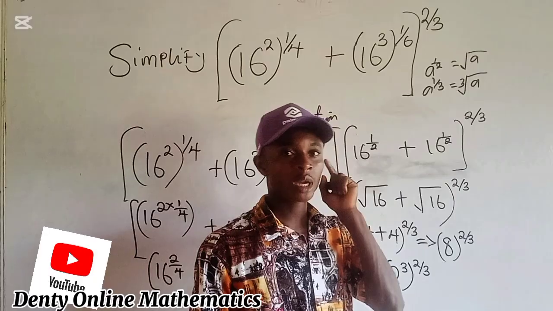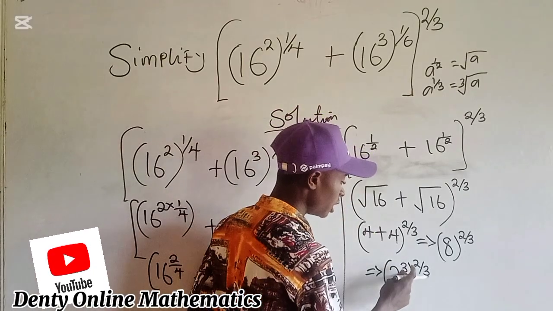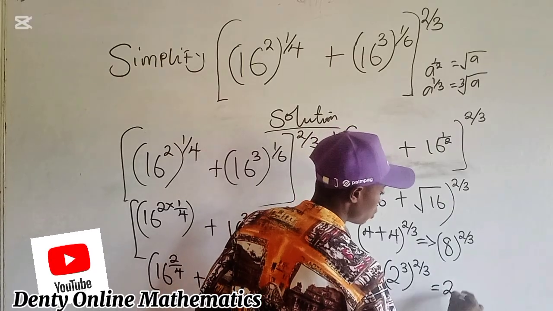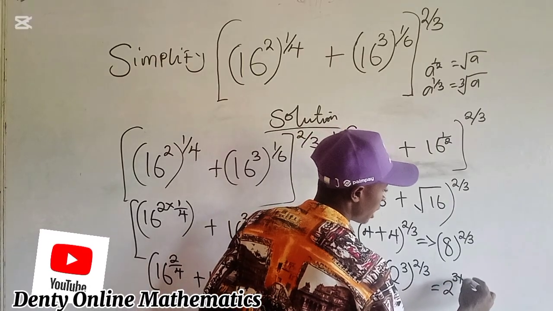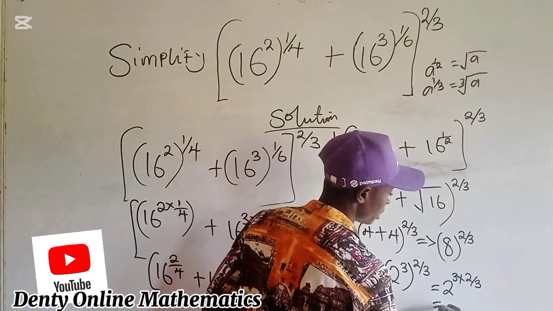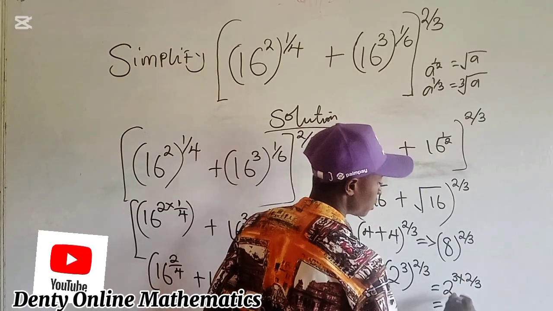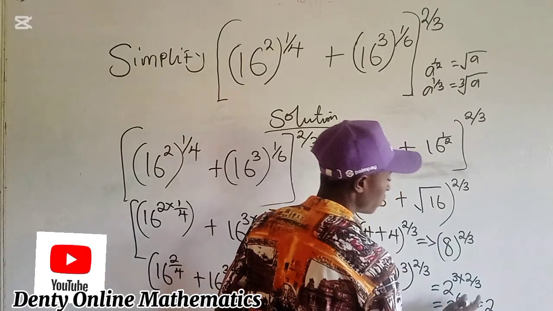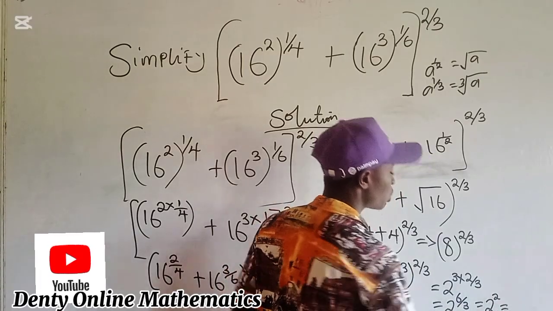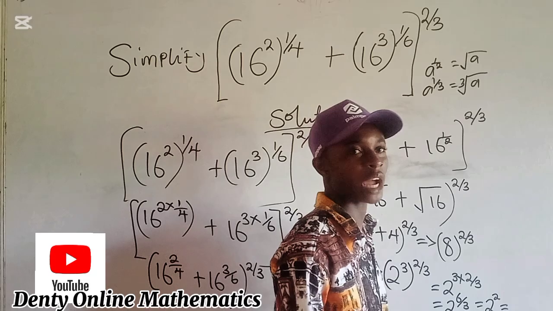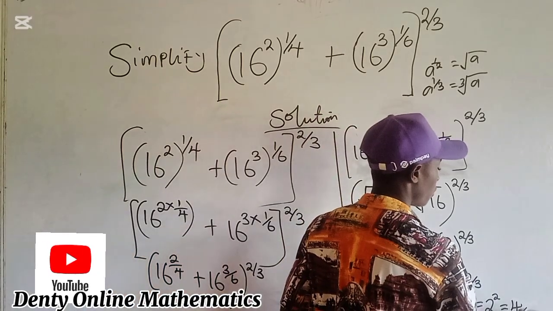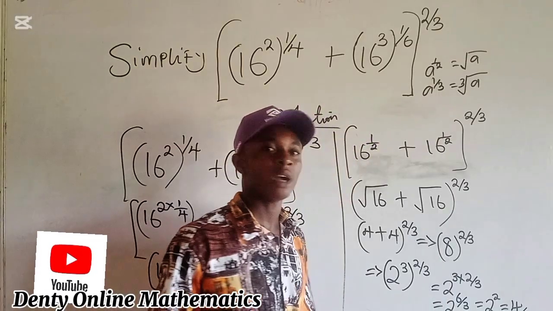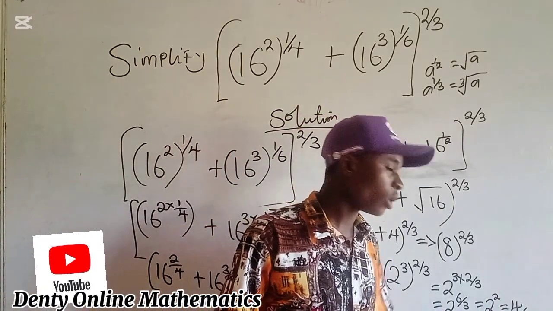And by that same power law again, the exponents will always multiply. So you can say 2 raised to the power of 3 times 2 all over 3, which is the same thing as saying 2 raised to the power of 3 times 2, which is 6, divided by 3. So 2 raised to the power of 6 divided by 3 is 2 raised to the power of 2, and 2 raised to the power of 2 means 2 times 2, which is 4. So if you are asked to simplify this whole expression, it's simply equal to 4.